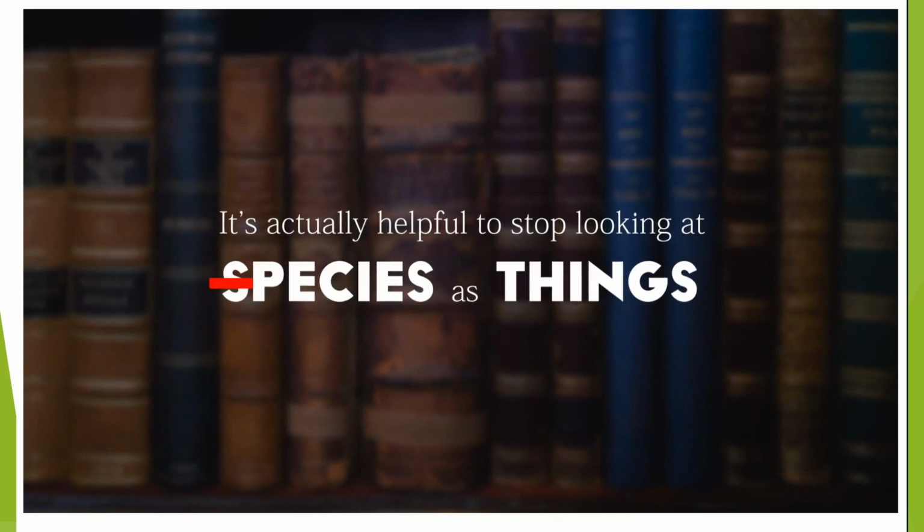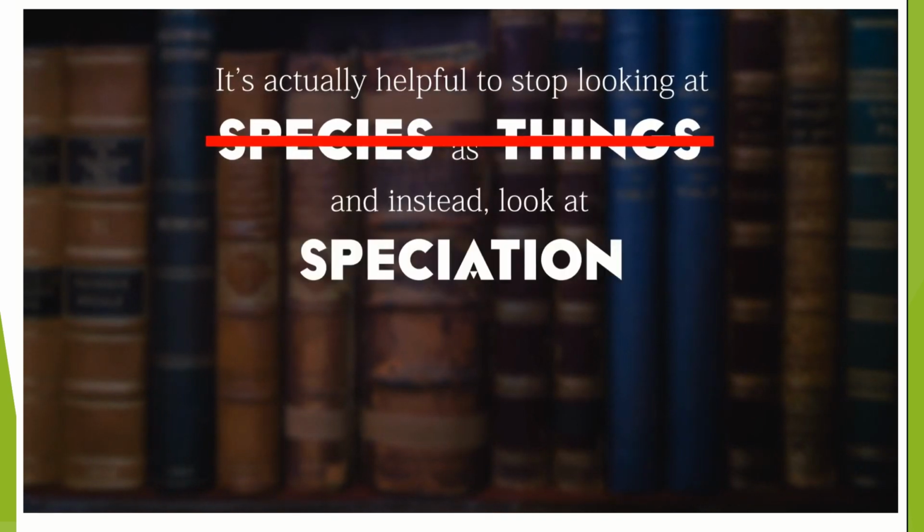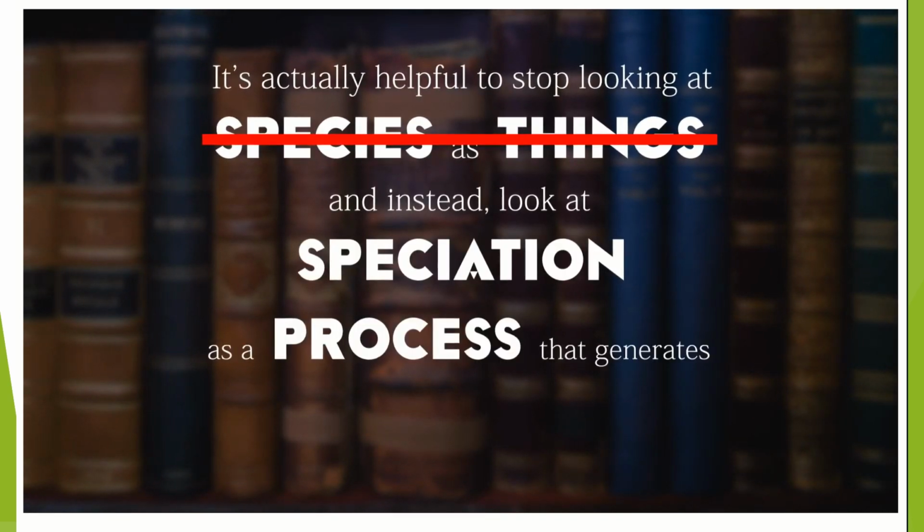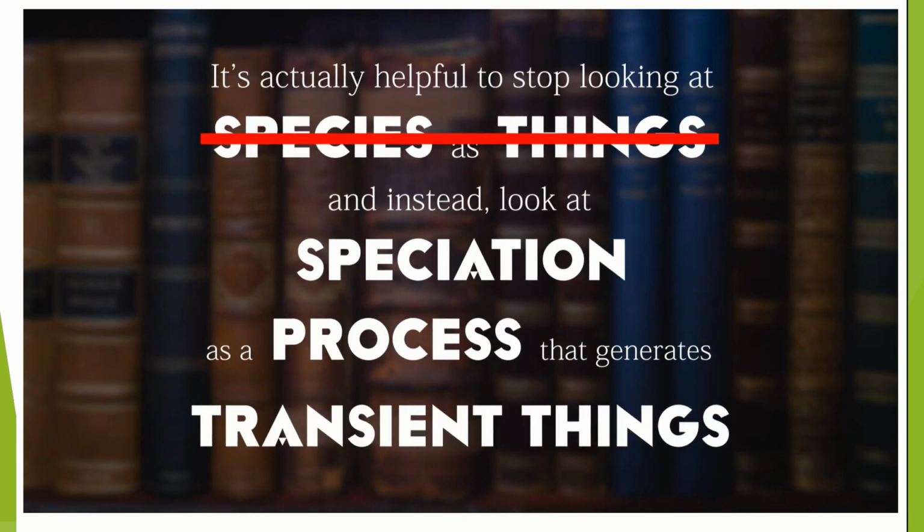All of this is to say that the best way to define a species depends on what you're studying and what you're trying to do. There is no universal definition. To take a page out of the book of the philosophers, it's actually helpful to stop looking at species as things, and instead look at speciation as a process that generates transient things. Species aren't fixed entities, they change.